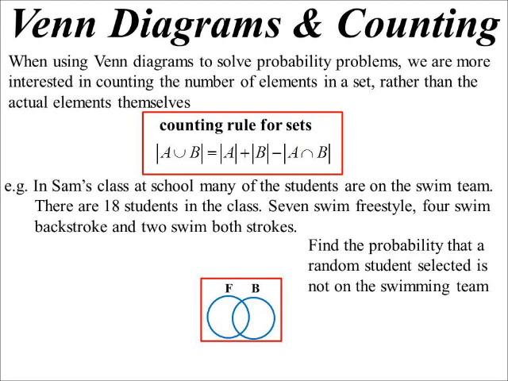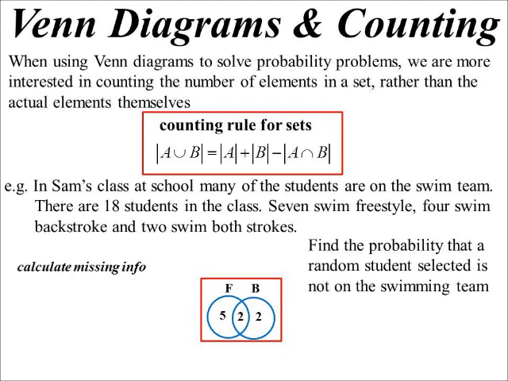So we try and create the diagram based on the information we've got. I know there's 2 in the intersection, because they said 2 swim both strokes. 7 swim freestyle, which means there must be 5 not in the intersection. And backstroke, they said 4, so there must be 2. But they said all up, in the universal set, there's 18. Now I've only accounted for 9 all up. So there must be another 9.